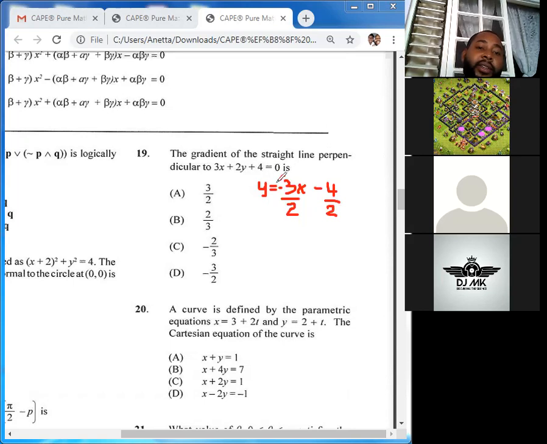So this is the slope of this line. Now we want the line perpendicular to this. So it is the negative reciprocal. The negative of a negative is positive, and reciprocating this, it is 2 over 3. So we're looking for 2/3. That is it. Okay?